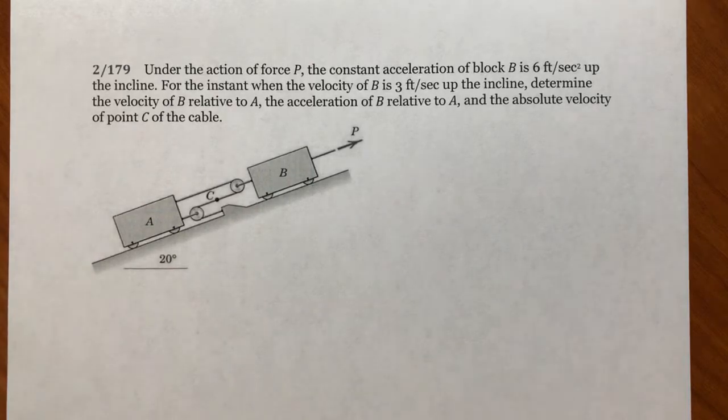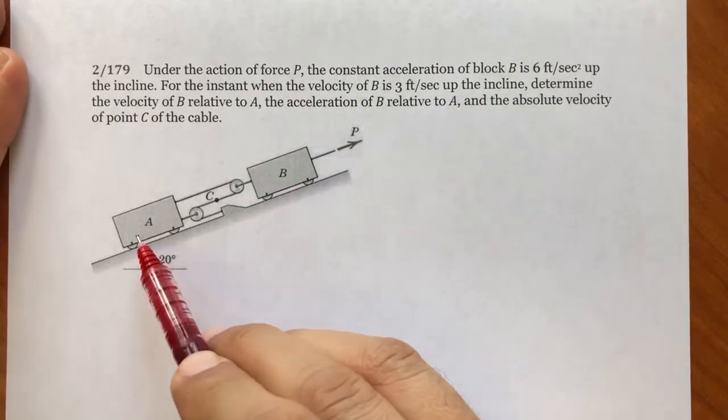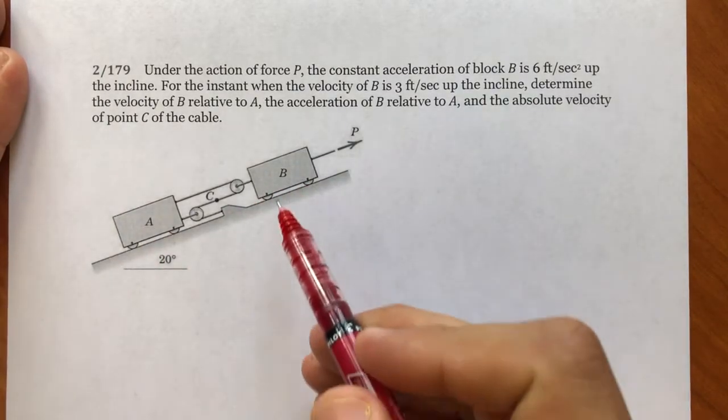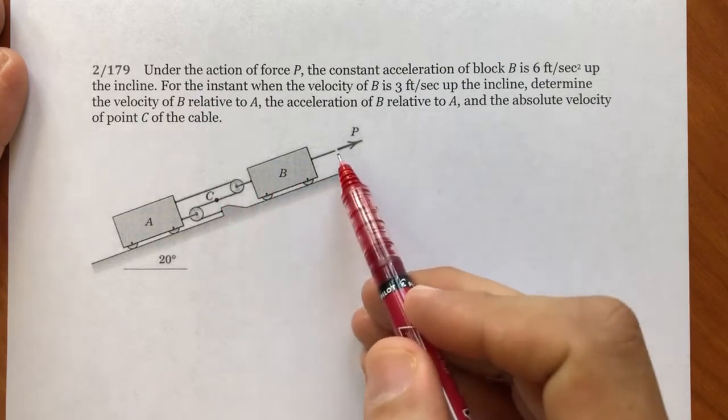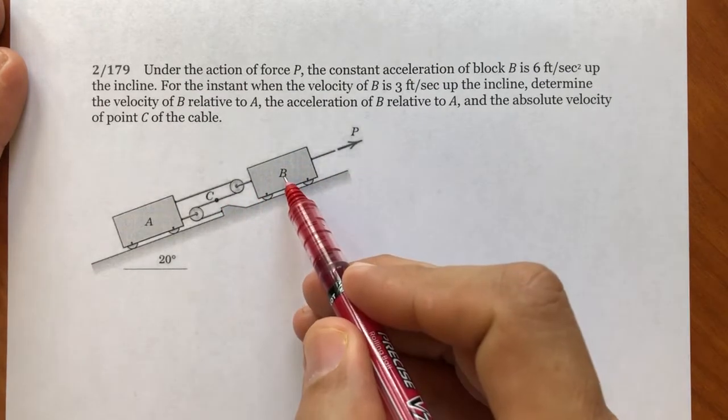Problem 179 is another good example for constraint motion. And I would recommend to think about this problem at least for 10 minutes before seeing this video. So we have two blocks here. Both of them are moving. Block B is moving upward.